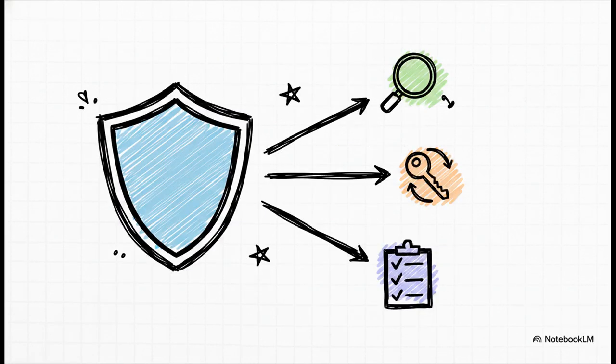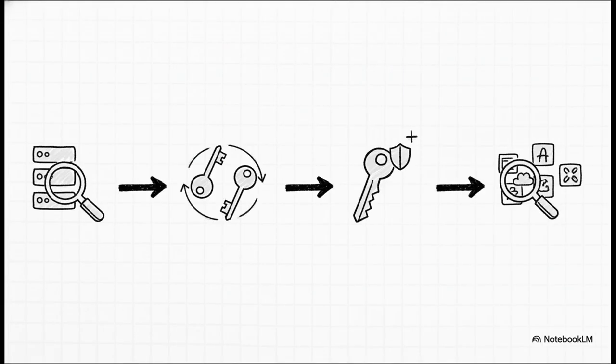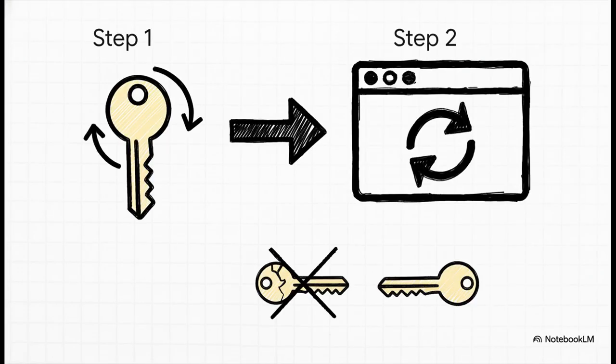So, what can you actually do about this? Let's walk through the defensive playbook. First up, immediate actions. Audit your credentials and rotate anything that wasn't marked sensitive, now. And this is super important. You have to redeploy after rotating keys, or the old ones are still active.